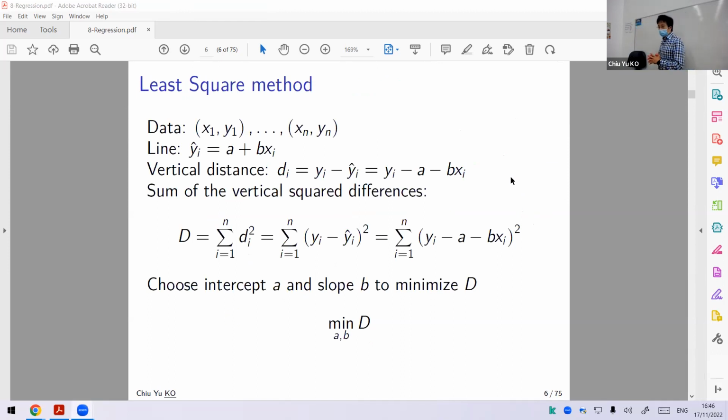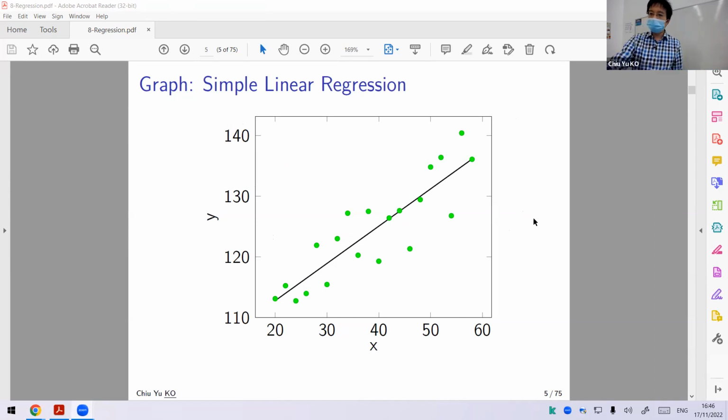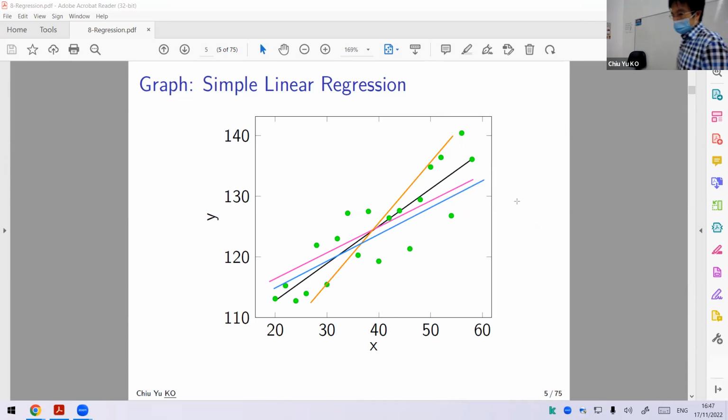So how do we define the line's best, right? Is this the best line, or do you want a line that is like this, or a line that's like this, or the line is like this? Which one's the best, okay? How can you define what's the best? Of course, best would mean that the points should be as close as possible to the line, right? The points should not be too different, okay? But how can you define what's the difference, right?